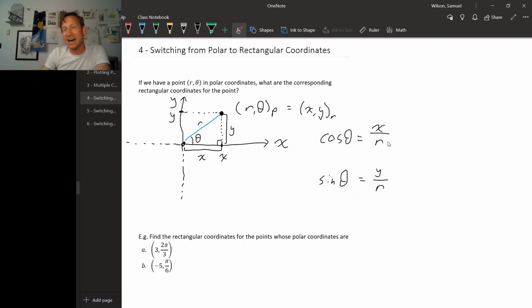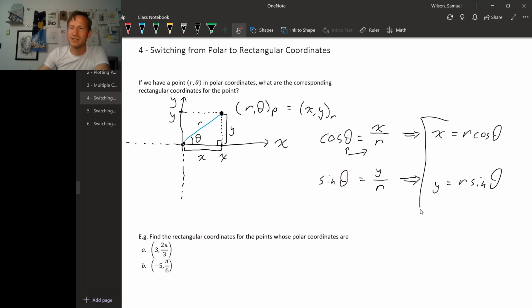It's a little bit clumsy to have a mix, right? If we're imagining that we know r and theta, and we want to find x and y, it's a little bit clumsy to have our r and theta on opposite sides of these equations. So let's just rearrange things so that polar is on one side and rectangular is on the other. Just move the r to the other side. So x is r times cosine theta, and y is r times sine theta.